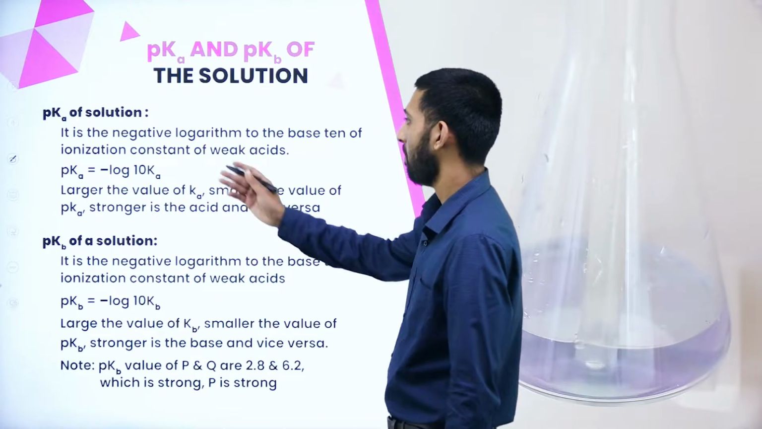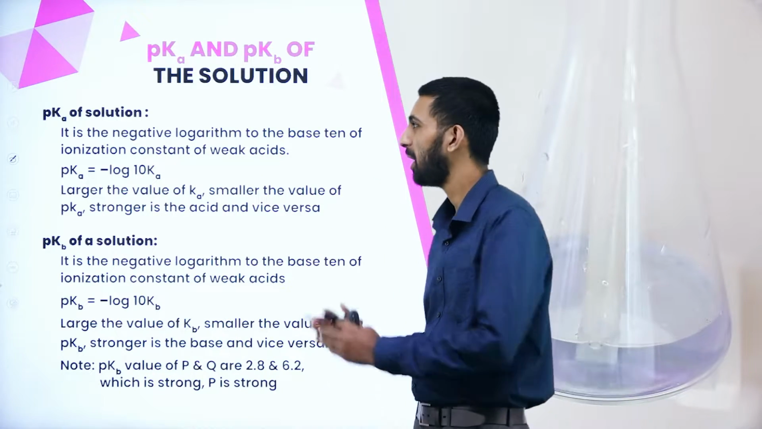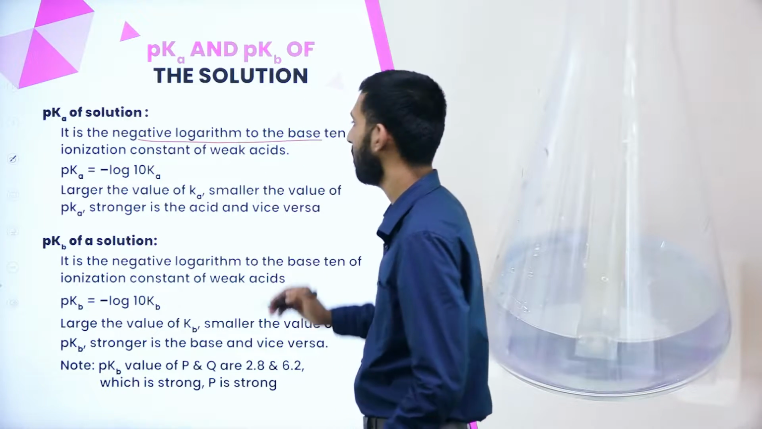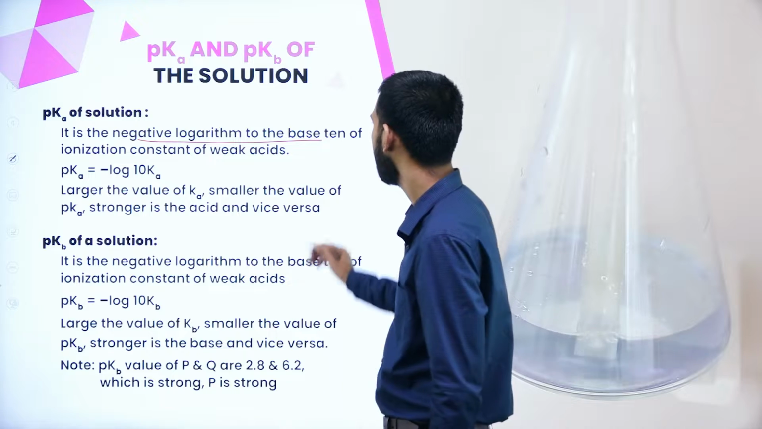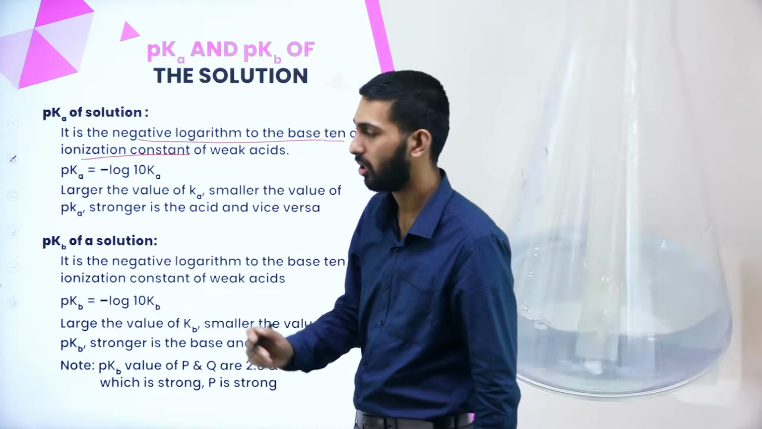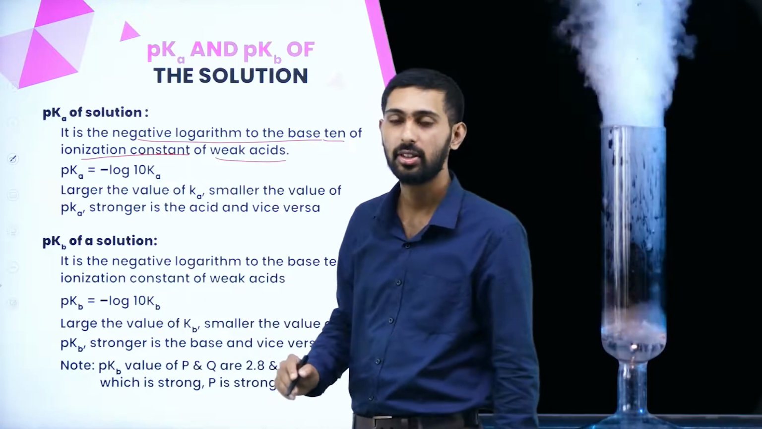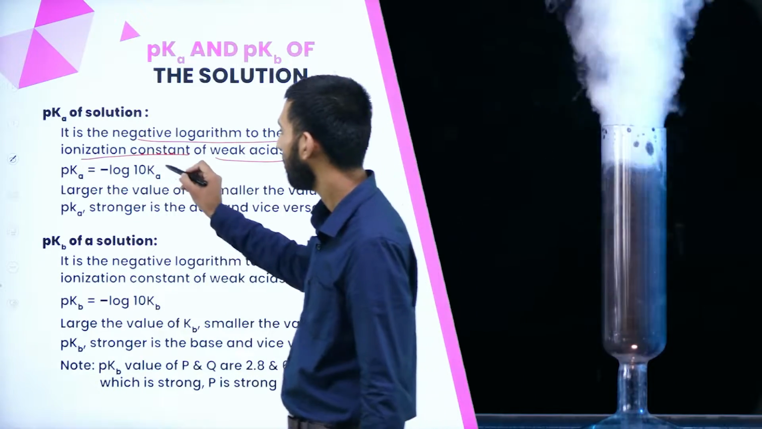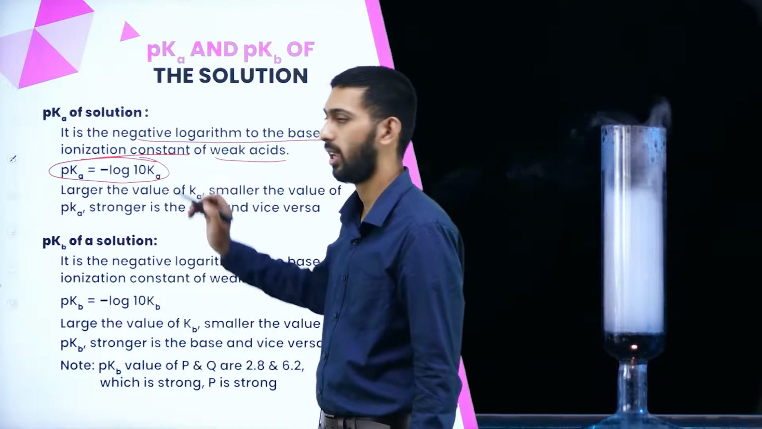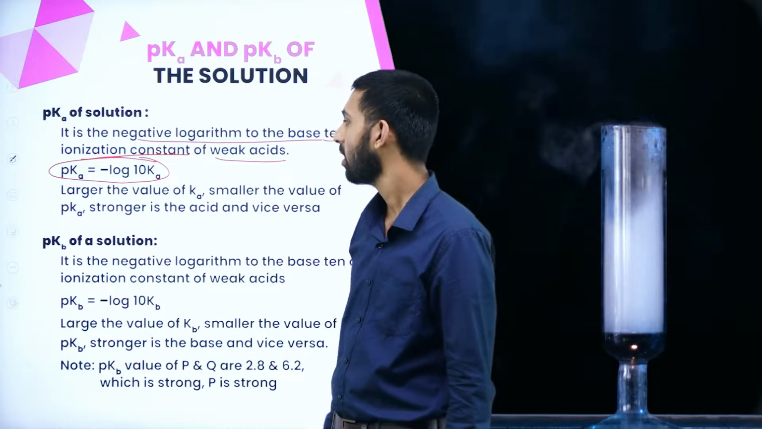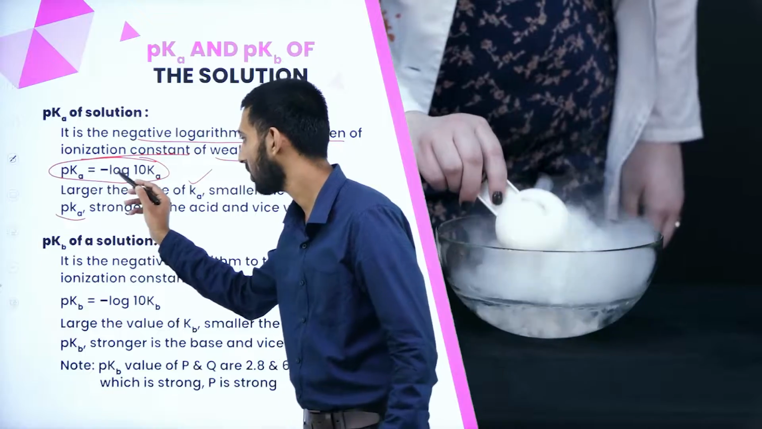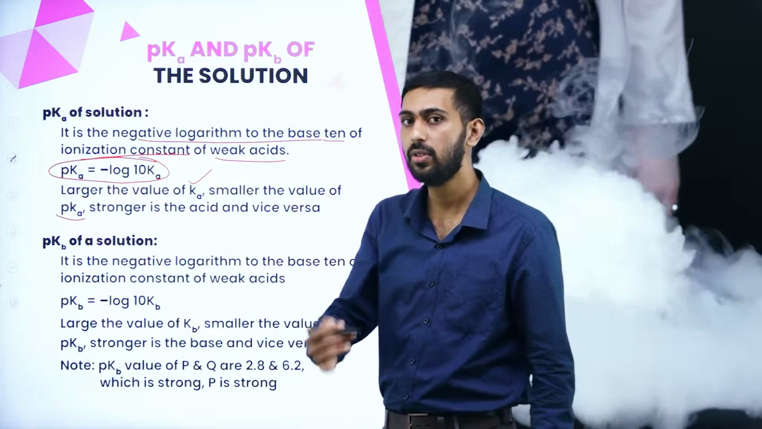Next thing, pKa of the solution. What do you mean by pKa of the solution? It is a negative logarithm to the base 10 of the ionization constant of weak acids. So pKa is equal to minus log 10 Ka. We have to take it like that. Larger the Ka value, smaller the value of pKa.